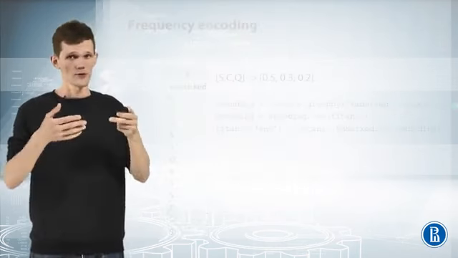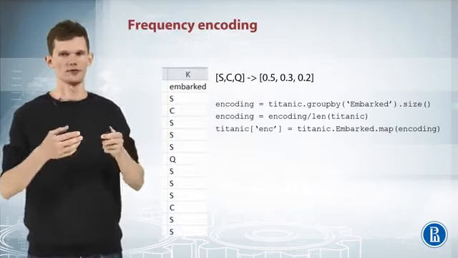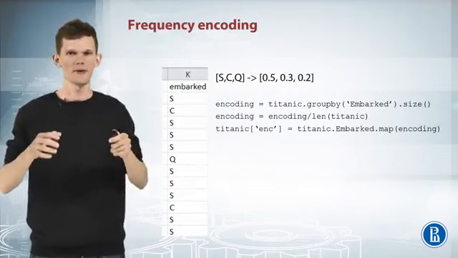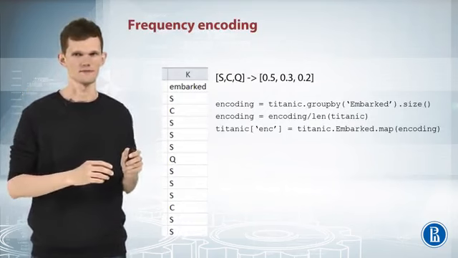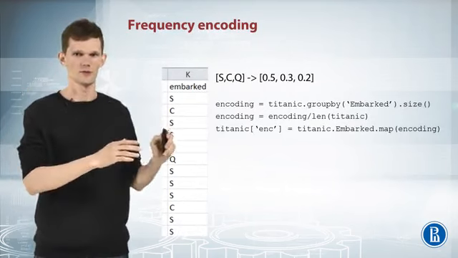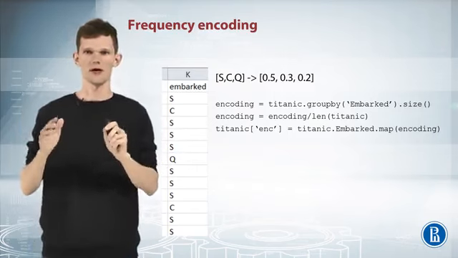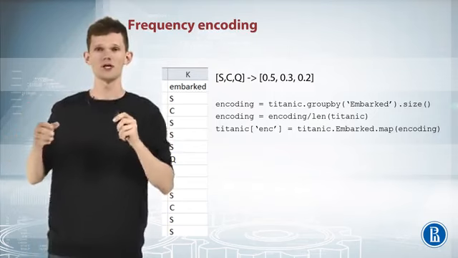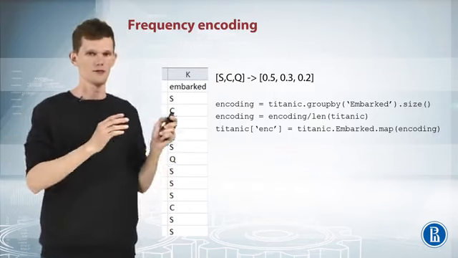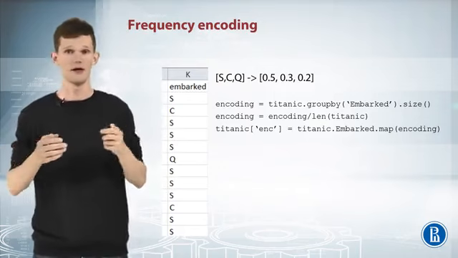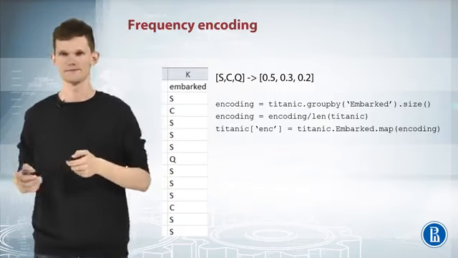The third method I will tell you about is called frequency encoding. We can encode this feature via mapping values to their frequencies. If in 30% of rows embarked is equal to C, in 50% to S, and the rest 20% is equal to Q, we can change these values accordingly: C to 0.3, S to 0.5, and Q to 0.2.